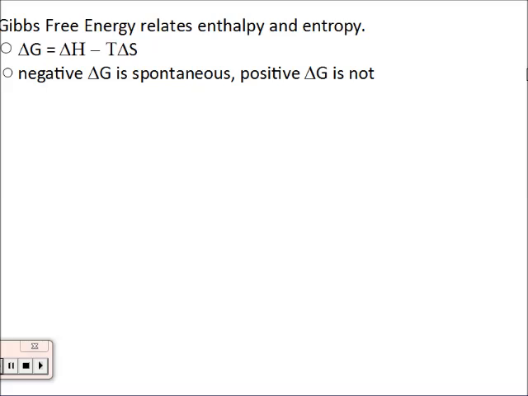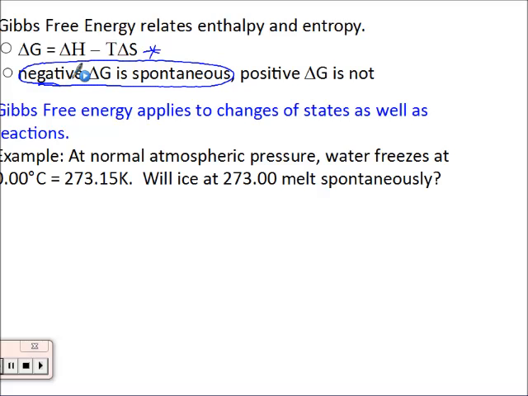Now, Gibbs free energy, we used this equation before, last chapter. Delta G is delta H minus T delta S. And we also learned a negative delta G is spontaneous. So how can we use that in state changes? Well, it applies to changes of state as well as our reactions. For example, I now have a heat of fusion and an entropy of fusion. If I know that water freezes at 0 degrees, it freezes at 273, will it melt spontaneously at 273?